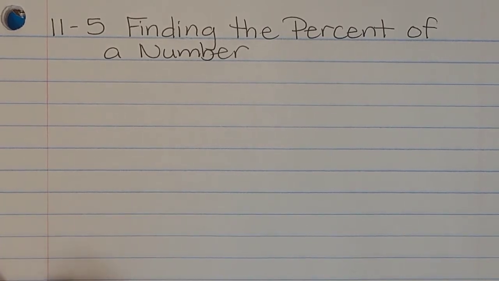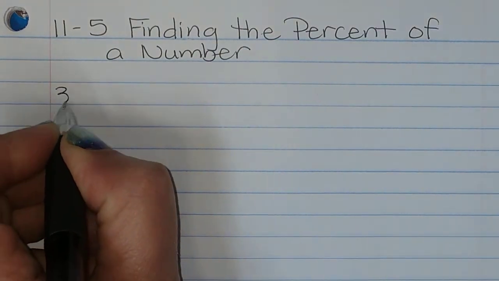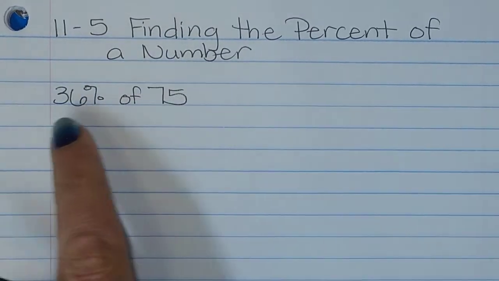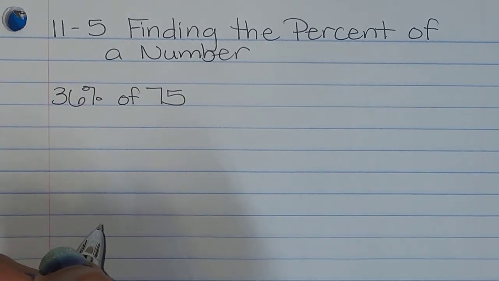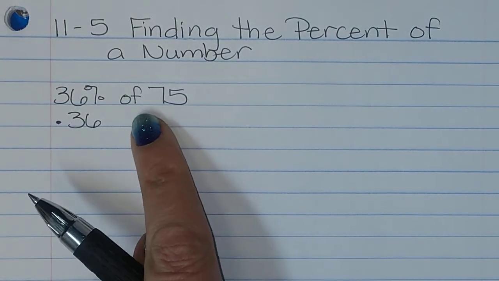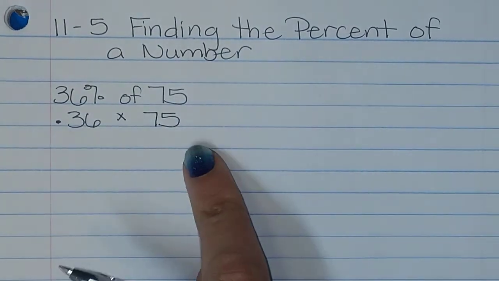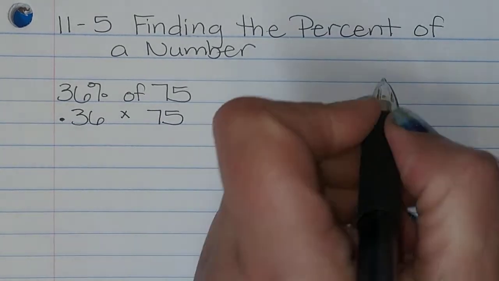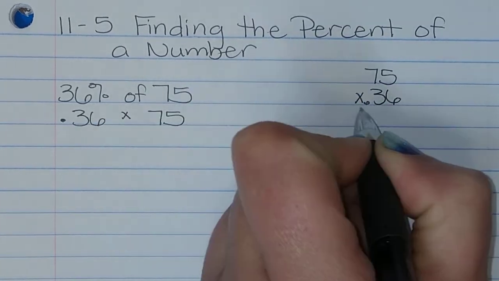The first way looks very similar to last lesson. Let's say we're trying to find 36% of 75. Let's change 36% into a decimal. Well, percent means over 100, so it's 36 hundredths. If you remember from last lesson, of means multiplication, and 75. Now, I don't know about you, but it's difficult for me to solve a number sentence like this. So I'm going to come over here and solve it. 75, and we're going to multiply it by 36 hundredths.